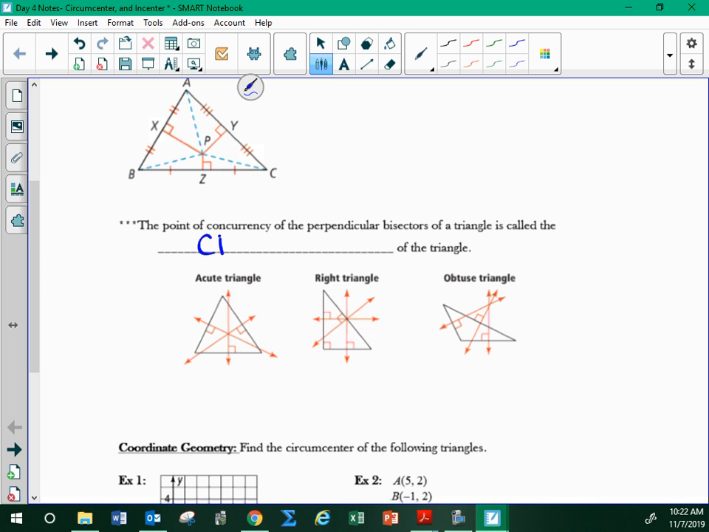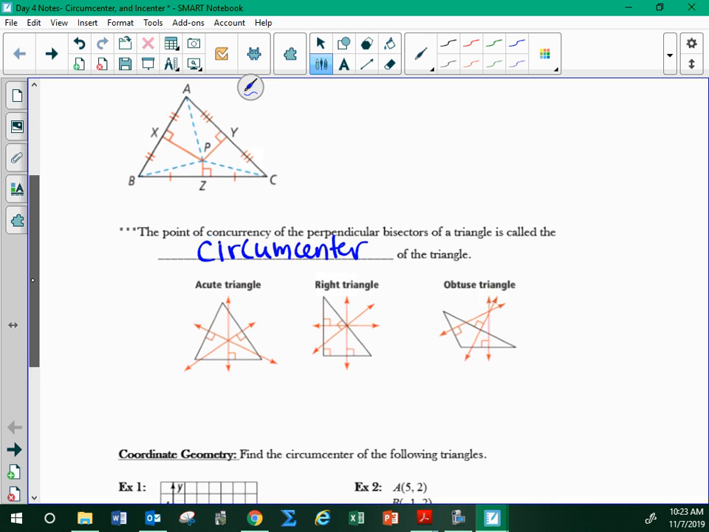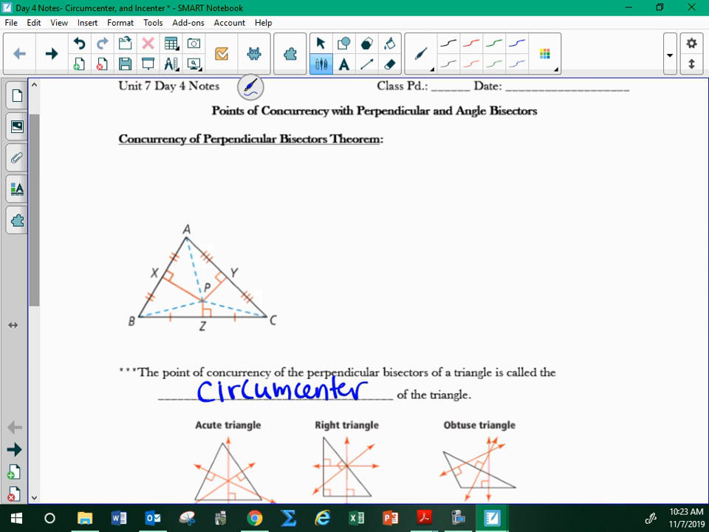Okay, circumcenter. So where all perpendicular bisectors meet up in a triangle, we call this the circumcenter. When we take a look at our picture here, I have my perpendicular bisector, perpendicular bisector, perpendicular bisector. How do I know these are perpendicular bisectors, besides the fact that I just said they were? It bisects one of the sides and it makes right angles. Good. So we've got the notation that's bisecting, and that's right angle.